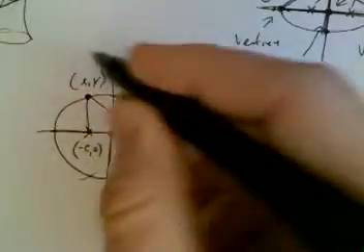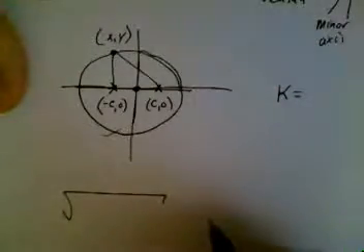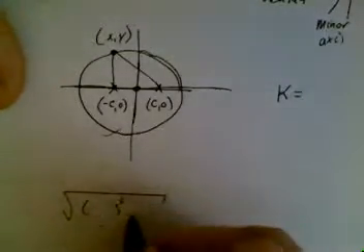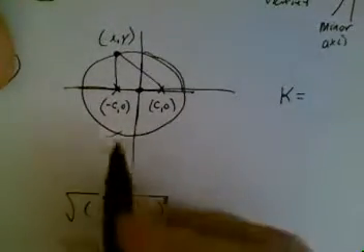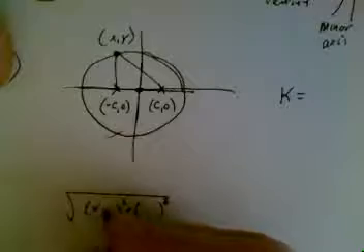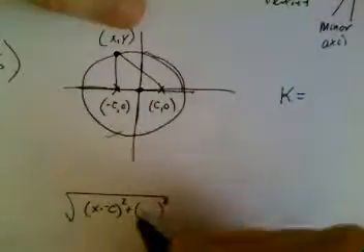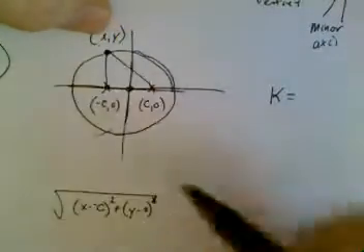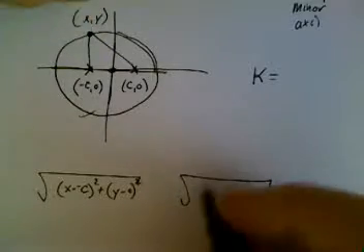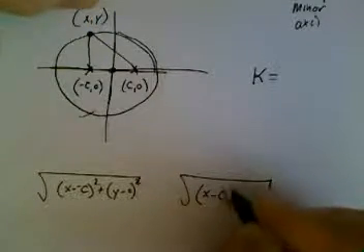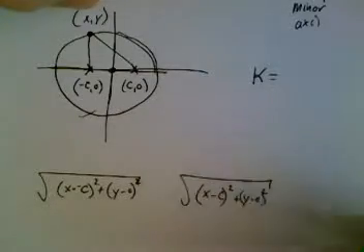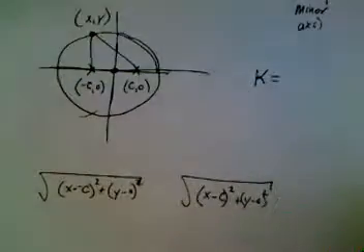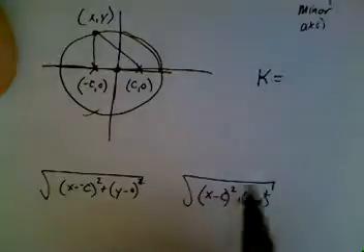The distance between x, y and negative c comma 0 is just a distance formula. Remember, the square root of the change in x's squared plus the change in y's squared. So the change in x's would be x minus negative c, and y minus 0. We also have the distance from this one to this one. What's that distance going to be? That's the square root of, this time, x minus c squared plus y minus 0 squared. And remember, I'm going to read the question again. What is the positive constant? What is k that is equivalent to the sum of the distances between the foci and a point?